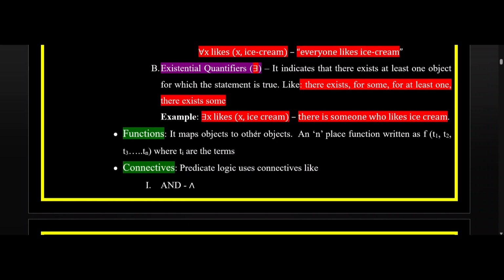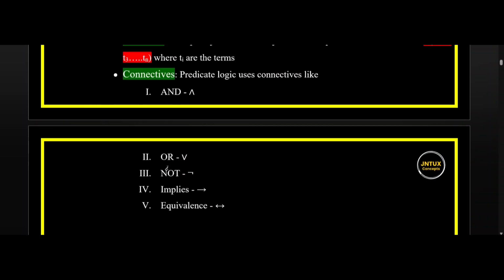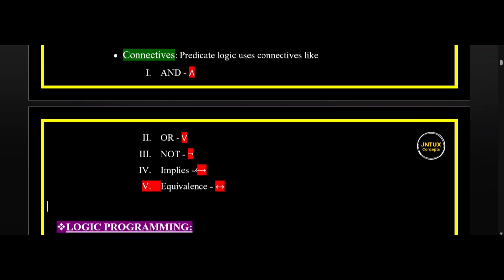The next component of predicate logic is functions. Functions help to map objects to other objects. An n-place function is written as f. This is the representation of functions, where ti are the terms. The last component of predicate logic is connectives. Predicate logic uses connectives like and, not, or, implies, equivalence. These are the symbols for the corresponding connectives.